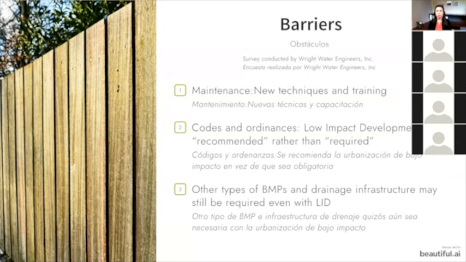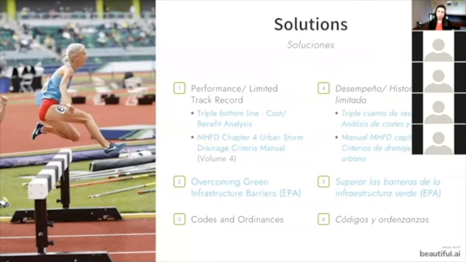The codes in municipalities are really, for low impact development, recommended rather than required. And even if you do install a rain garden, you might need to install some other kind of stormwater infrastructure in addition. So these were the concerns that were raised during the survey done by Rainwater engineers. So what do we do? What are some potential solutions?